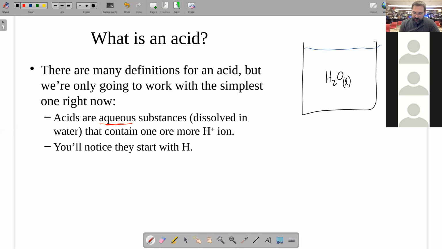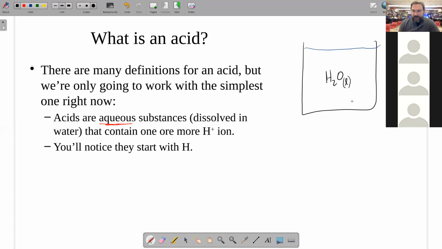You can either write solid or liquid or gas. Sometimes you'll see liquid written just like this, except that could be confused with a 1 or an I. So that's a cursive lowercase l. You'll see that as a symbol for a liquid. So you have water that's a liquid, and then in that water, you can have stuff dissolved.